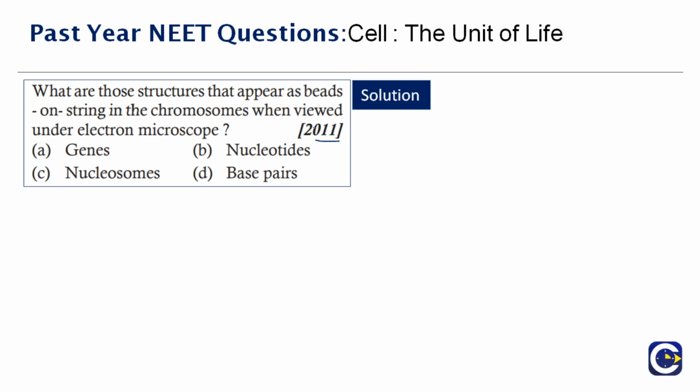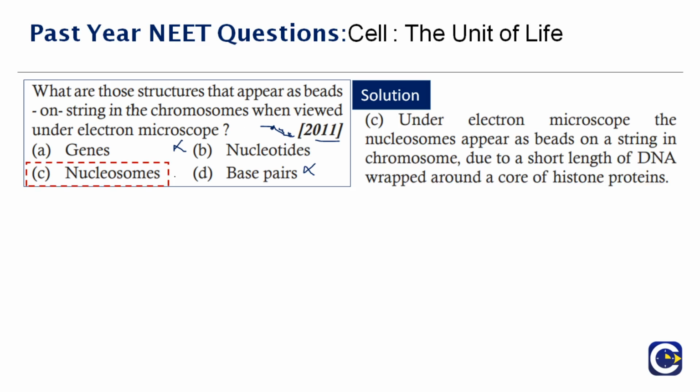They're asking us, when you view it under the electron microscope, they will be observed as strings. Okay, now genes, no. Base pairs, no. It should either be nucleotides or nucleosomes. Nucleotides, the structure is quite big when compared to nucleosome. Therefore the correct answer is option C, nucleosomes.